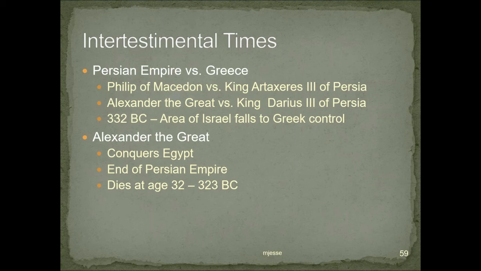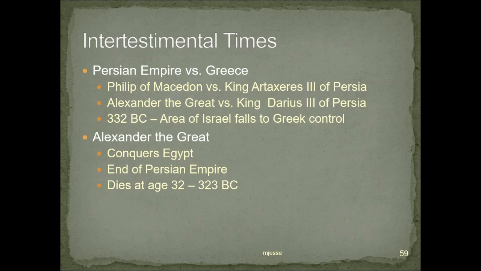Finally, Alexander the Great comes into his own power, and he's able to successfully defeat King Darius III of Persia. He uses gold coins to bribe the people and the army of King Darius. In 332 BCE, Israel and the Jewish population fall to Greek control. They're no longer under Persian control.